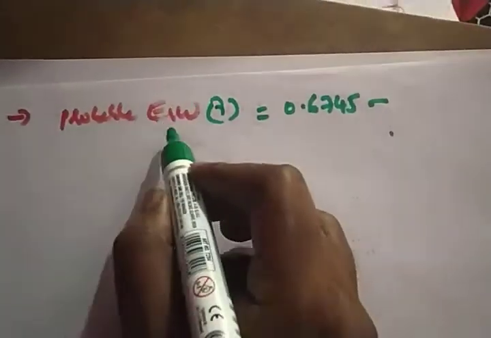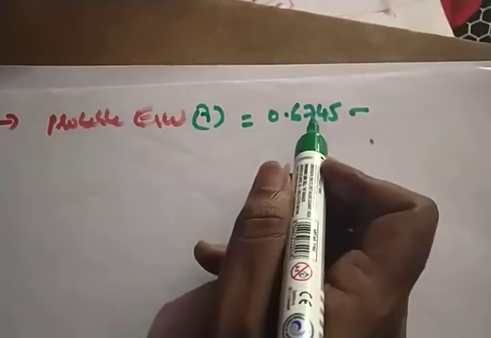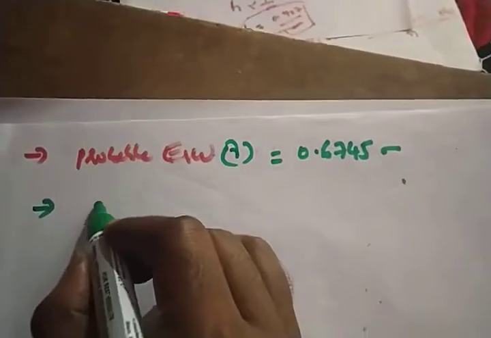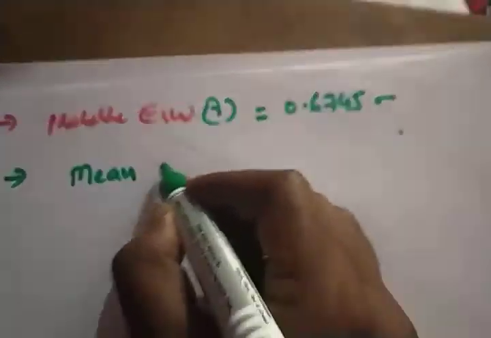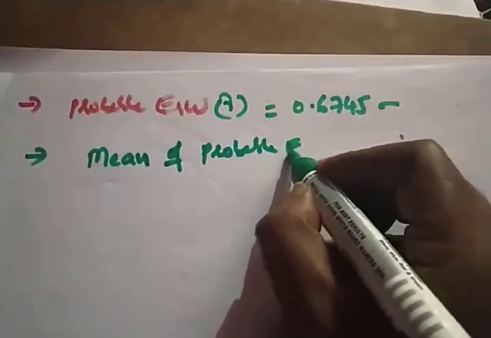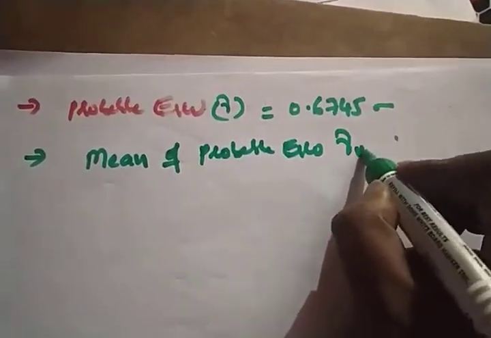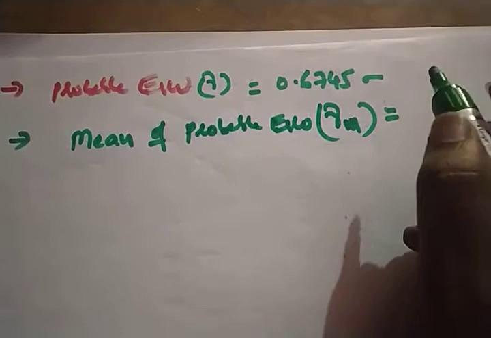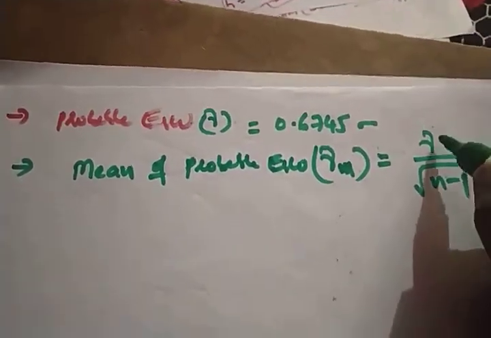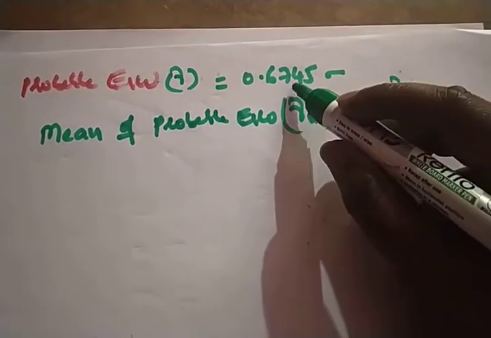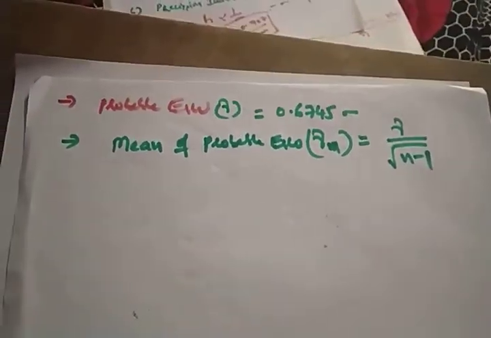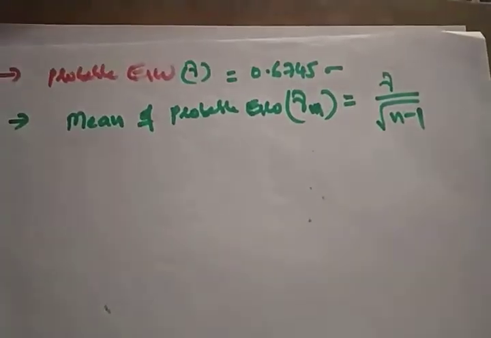So what is a probable error? It can be denoted by gamma. So what is the value? 0.6745 sigma, right? So what is the mean of probable error? Mean means gamma m. So gamma m, what is the formula? Gamma by square root of n minus 1. You know the gamma. Gamma is equal to 0.6745 sigma, so gamma m is gamma by square root of n minus 1. So with that you can calculate the mean of probable error.